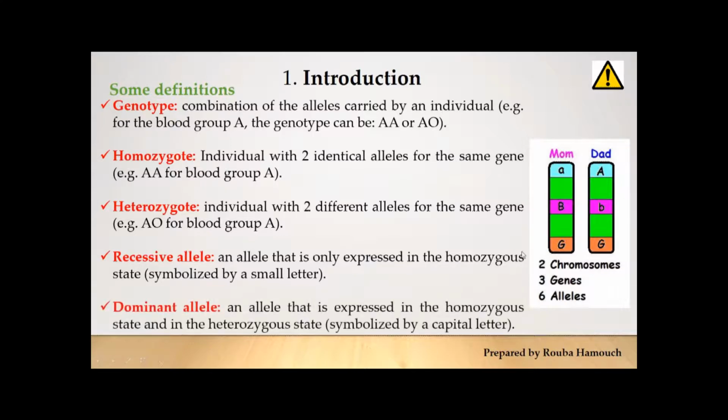So capital B and capital A here are dominant alleles. They are expressed in both homozygous and heterozygous states, and they are symbolized by a capital letter. So capital B is dominant over small b, so it is expressed in the heterozygous state, and it is also expressed in the homozygous state.